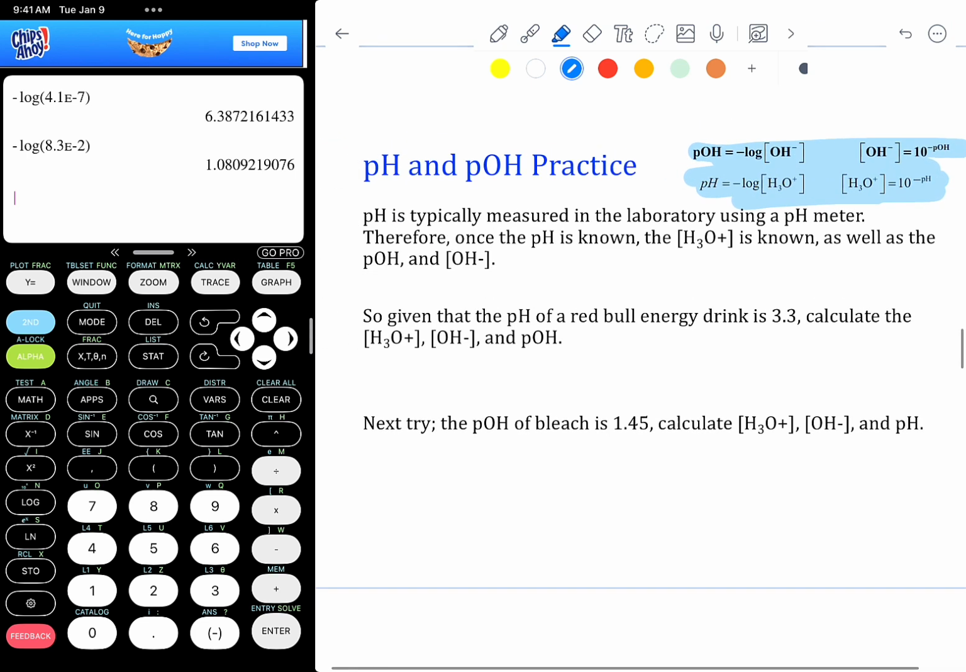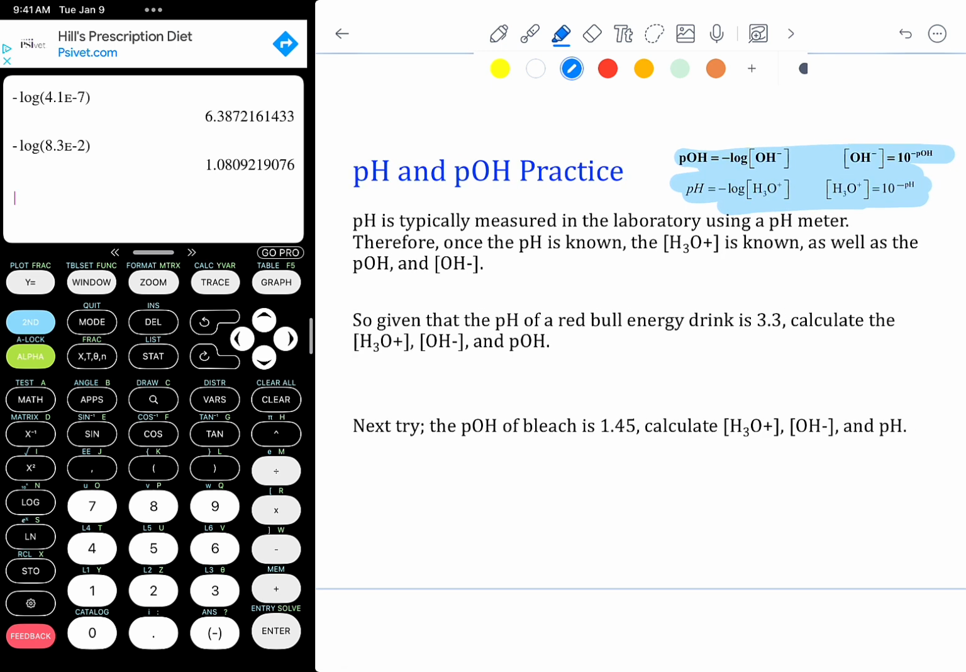So what I want you to do is pause your video and try these two problems on your own, where the first one I give you the pH and I want you to find the H3O plus, OH minus concentration and the pOH, as well as I give you the pOH of bleach and I want you to find H3O plus, OH minus, and pH. Now there's multiple ways that you can go about this using that one number, but no matter which way you take, you're going to get the same answer, because they're all related to each other. So pause your video and try these two problems independently.